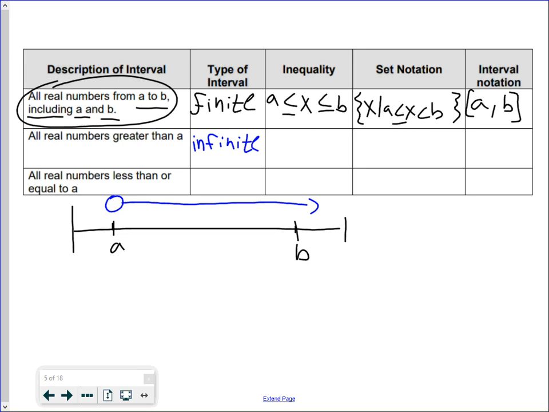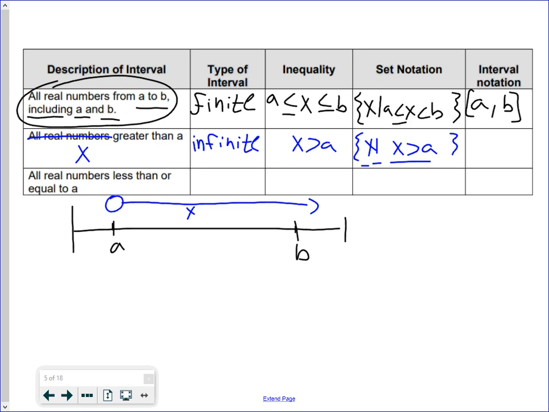So our inequality, if we had some x value in this interval, we can say that x is greater than A, right? If we replace all real numbers with x, we get x greater than A, and that's our inequality. X is greater than A. That's how we can describe it on this interval. So set notation, like I said, it's just squiggly lines with an x in the line, and it reads x such that x is greater than A.